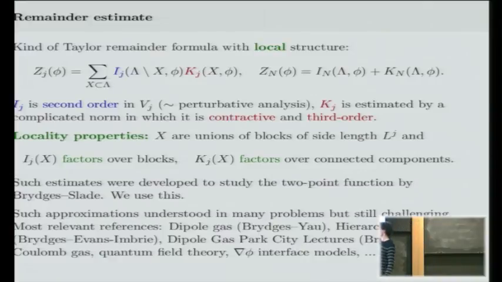Such estimates, we're not reinventing this here. There's a long history of such things, and in particular for the two-point function of the weakly self-avoiding walk, this was developed independently by Brydges and Slade, and we're making heavy use of this. And it leads to such a replacement for this kind of Taylor formula, in which this remainder has a locality structure, and it's partitioned into different regions of space, and certain regions are independent of others. And if you take a torus large, then if you look at a selected region, that basically won't change. And so you can do this, and you can control the infinite volume limit.